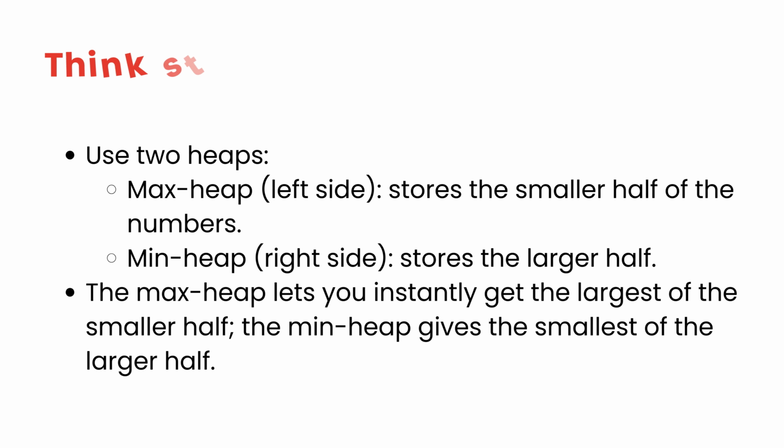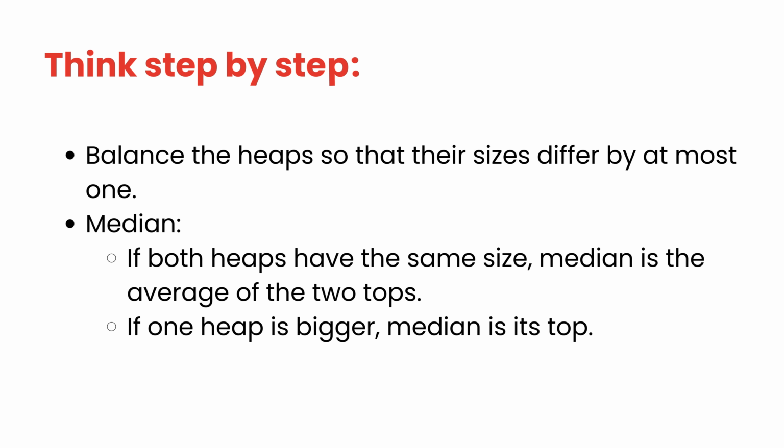Think step by step. Use two heaps. Max heap, left side, stores the smaller half of the numbers. Min heap, right side, stores the larger half. The max heap lets you instantly get the largest of the smaller half. The min heap gives the smallest of the larger half. Balance the heaps so that their sizes differ by at most one. If both heaps have the same size, the median is the average of the two tops. If one heap is bigger, the median is its top.